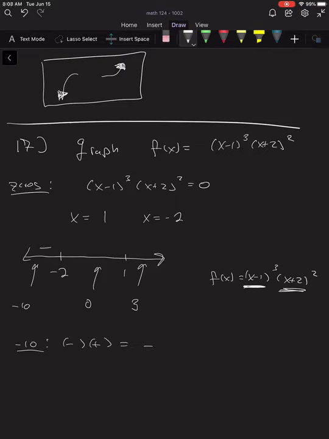If we plug in 0, the first term is going to be minus 1 cubed, which is a negative. And the second term, since we're squaring it, whatever we plug in here is always going to be positive. So a negative and a positive makes a negative. And if we plug in 3, two positives, so that's going to be positive.